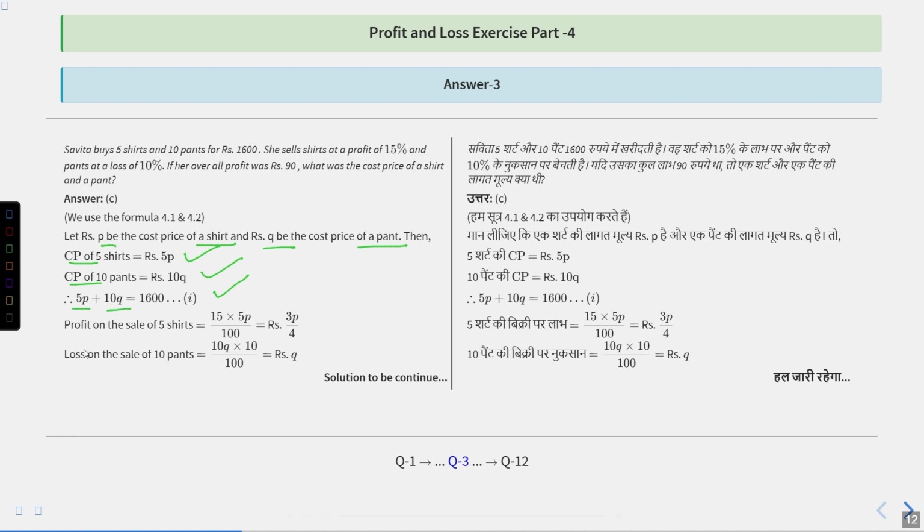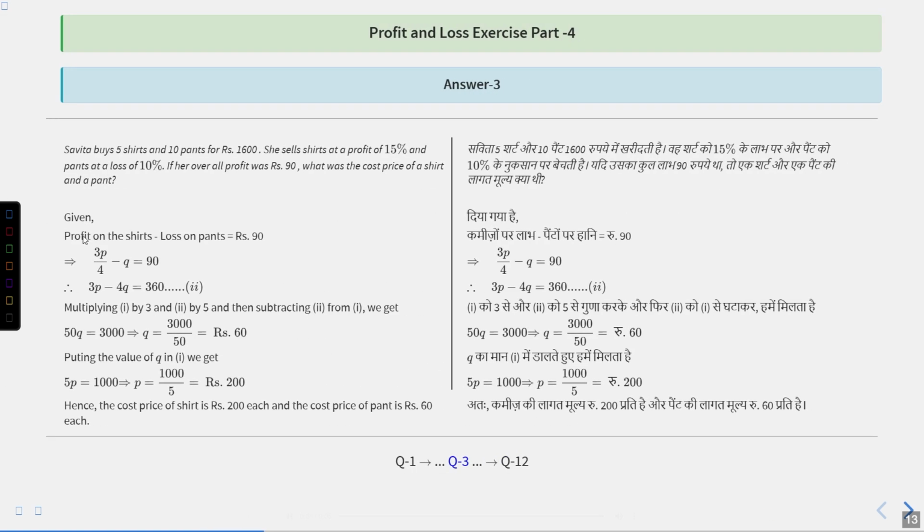Now, according to the question, the profit on sales of 5 shirts is 15%. It is given in the question. So when we calculate it, 15% of 5P becomes 3P by 4. The loss on the sale of 10 pants is 10%, so 10Q multiplied by 10 upon 100 becomes Q. Solution to be continued. Now, profit on shirts minus loss on pants is 90 rupees, because overall profit is 90 rupees. So 3P upon 4 minus Q equals 90. When we calculate it, we get 3P minus 4Q equals 360.